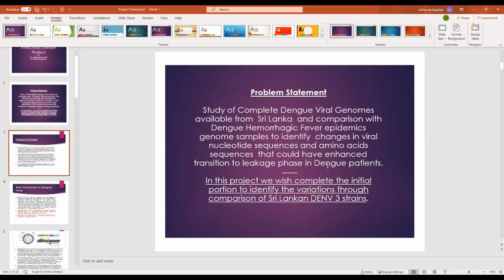So what we will do is take dengue viral strain 3 and compare the strains which are available from Sri Lanka. It's not a big amount because Sri Lanka doesn't do extensive genome sequencing, because we are not a rich country. There are only 28 from Sri Lanka in NCBI, and only 14 of those are dengue 3.